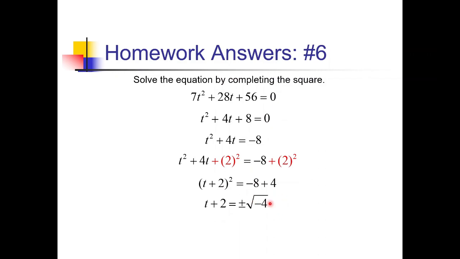Now the square root of negative 4 can be written as 2i. So this will be negative 2 plus or minus 2i for my final answer.